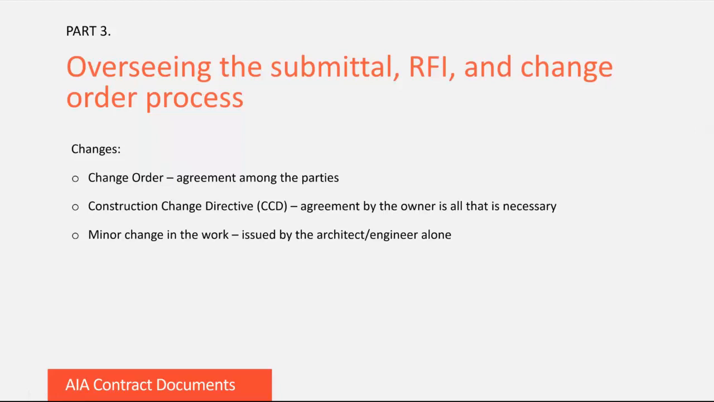Changes to the work can occur in a few ways, such as a change order, a construction change directive, or a minor change in the work. Regardless of which of the three you're presented with, the expectation is that the contractor will proceed promptly with changes in the work. For a change order to be executed, there must be agreement among the owner, architect or engineer, and the contractor.